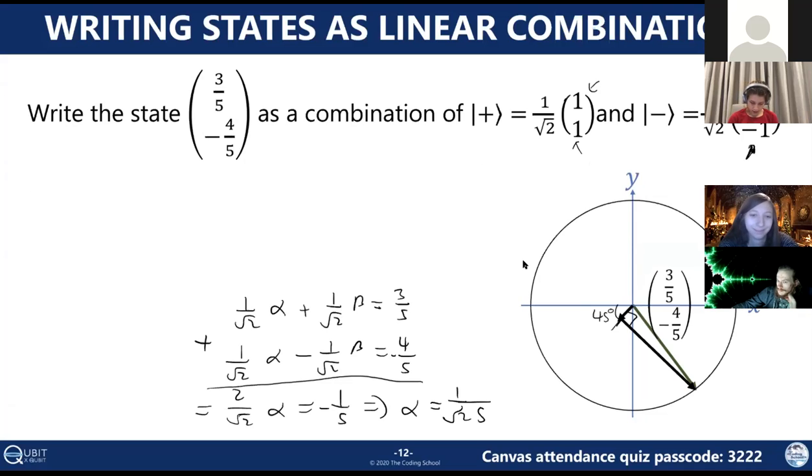I'll write that in this. Why did I go to the next slide? Yeah, let me write that in a less ugly form.